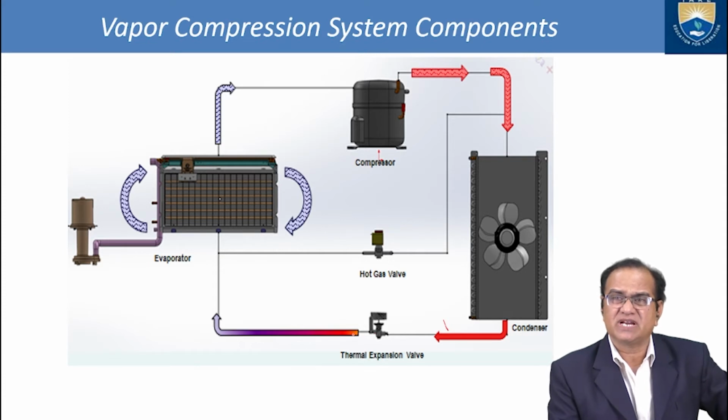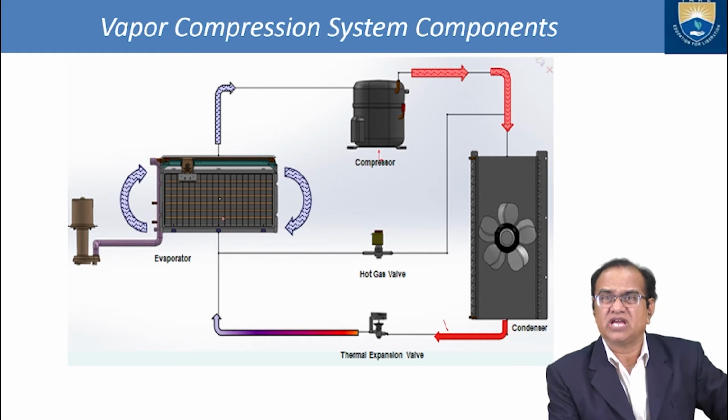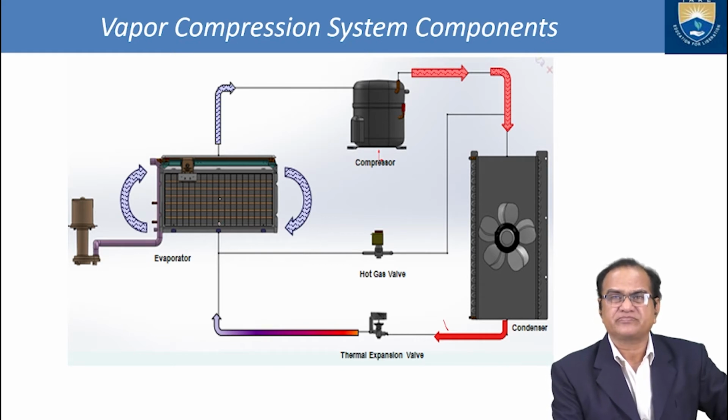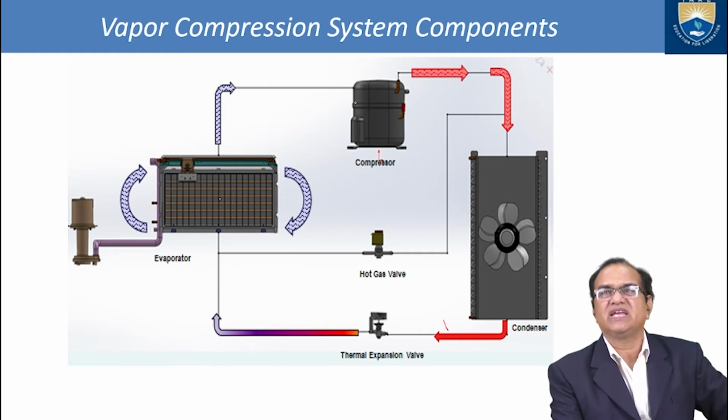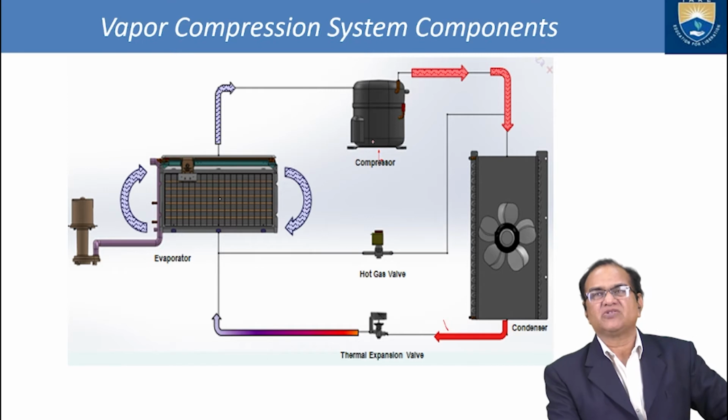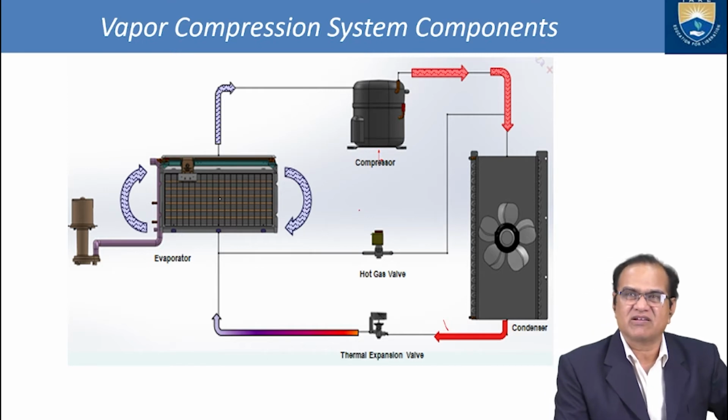Here this high pressure is reduced to low pressure, and this will enter the evaporator, where evaporation will take place and heat will be extracted from this area, and here a low pressure and low temperature gas is again entering the compressor. So in this way the cycle is completed.